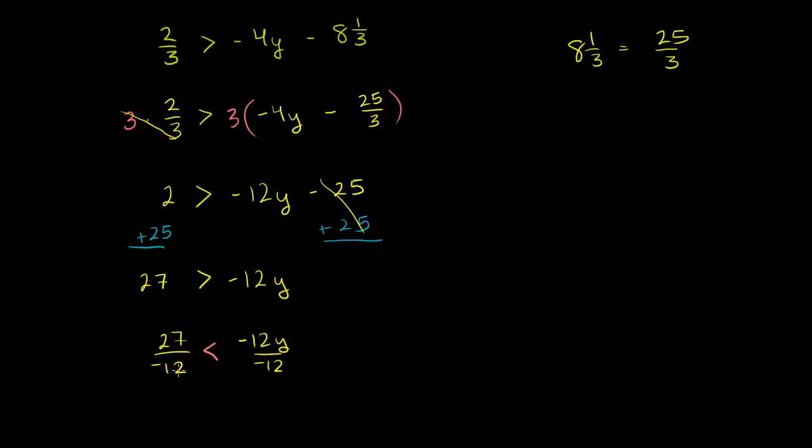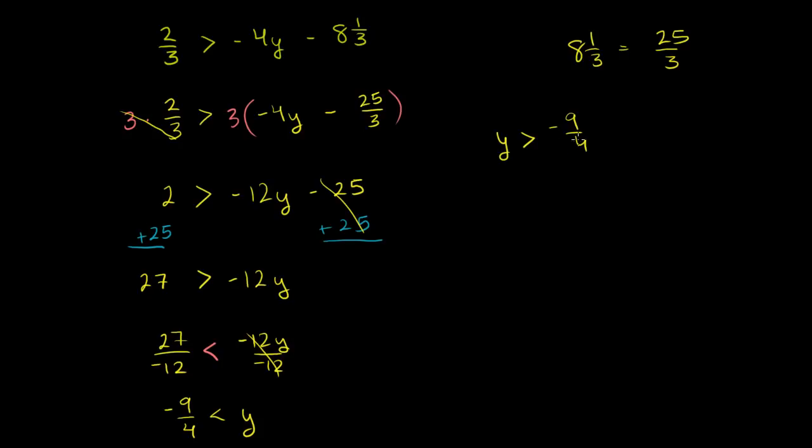So 27 divided by negative 12, well, they're both divisible by 3. So if we divide the numerator and the denominator by 3, we get negative 9 over 4 is less than, these cancel out, y. So y is greater than negative 9/4, or negative 9/4 is less than y. And if you wanted to write that, our answer is y is greater than negative 9/4. I just swapped the order. You could say negative 9/4 is less than y.